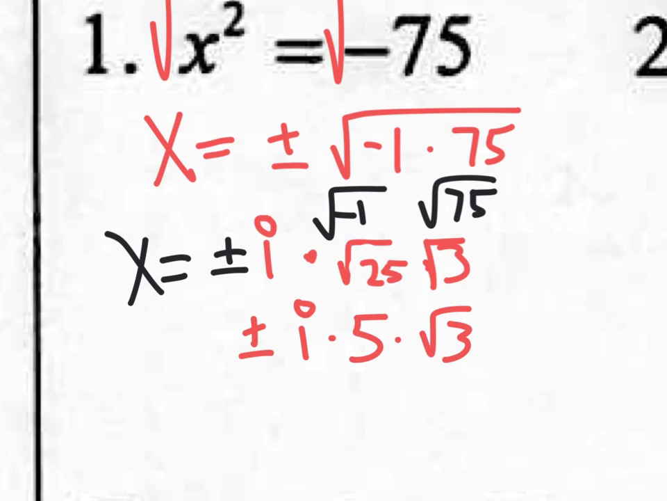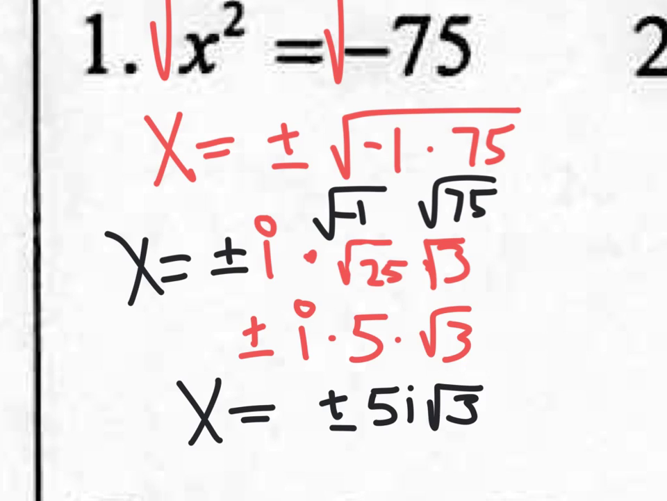So out of all these things, I could at least rearrange it. And I would say the best looking answer would be x equals plus or minus 5i, kind of like if it were 5x, and then a square root of 3 at the very end. Now, sometimes I've seen the i being placed out here at the end, outside the square root. That's fine also, but there's my answer.